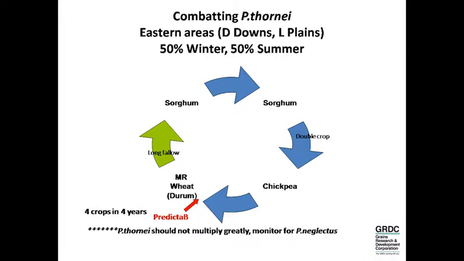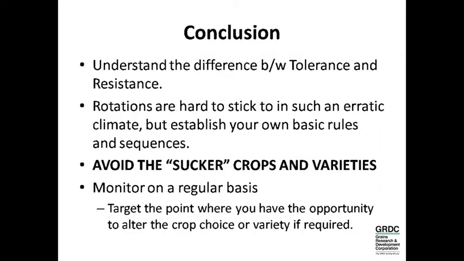So the last thing was to clearly understand in your own mind the difference between tolerance and resistance. Tolerance is yield. Resistance or susceptibility is what it's doing to the numbers. Rotations are very hard to stick to. We know that now. We're all throwing our hands up in the air and going, what are we going to do? Because if we only plant 30% of our area, we might be long fallowing stuff right through for next year. It's just going to throw our rotations into turmoil.